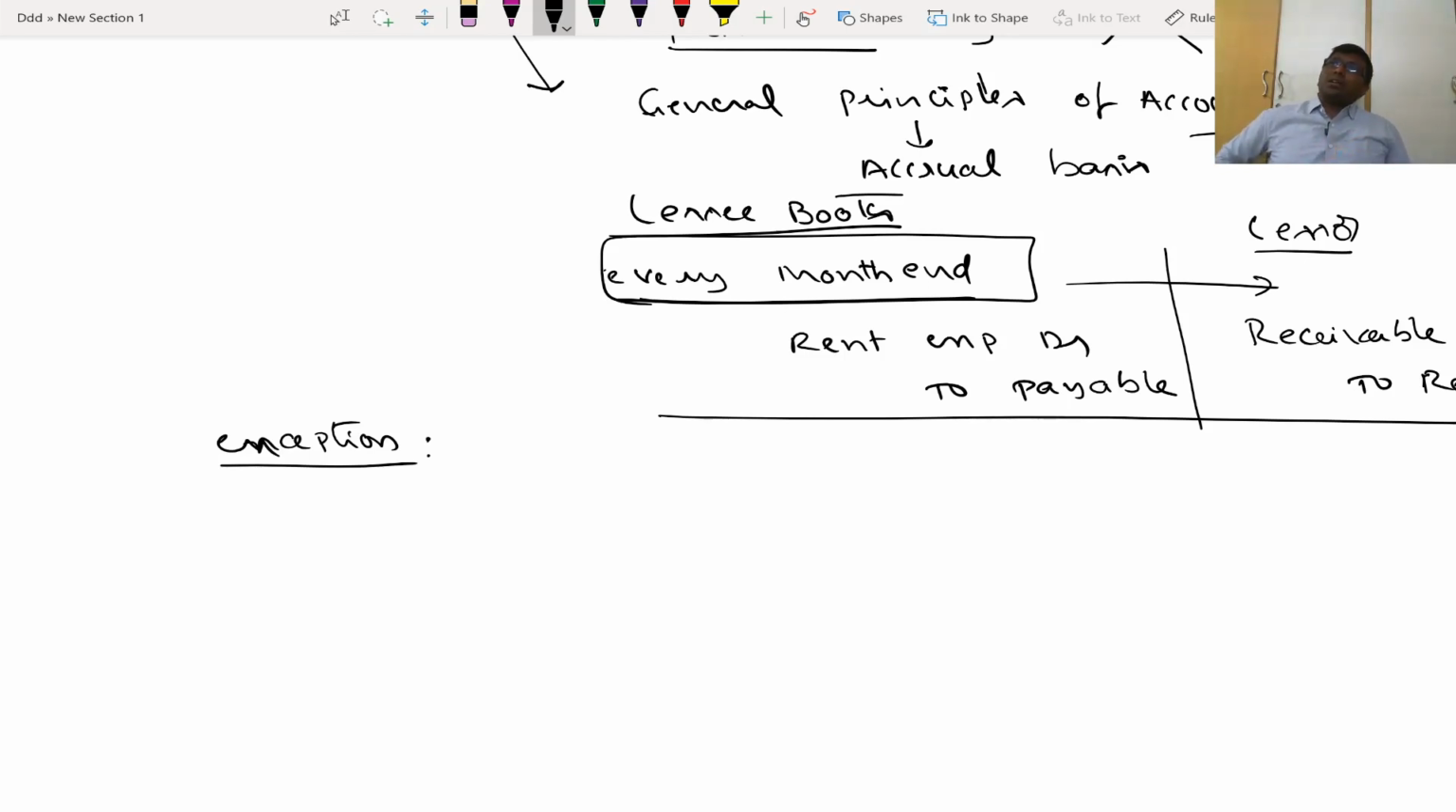When can it be cancelled? On occurrence of some remote situation, a remote event. Suppose there is an earthquake, and due to the earthquake the building is demolished or damaged. Under that circumstance the lessee can cancel the agreement, and it is written in the document. If I gave a building to you on lease, I will write one line in the agreement: in this 5 year period you cannot cancel in general, but on account of an earthquake you can cancel.